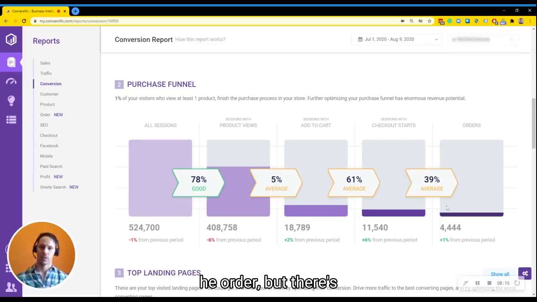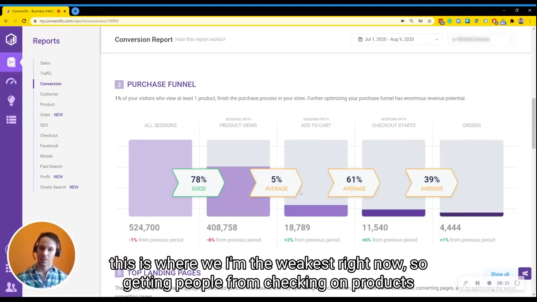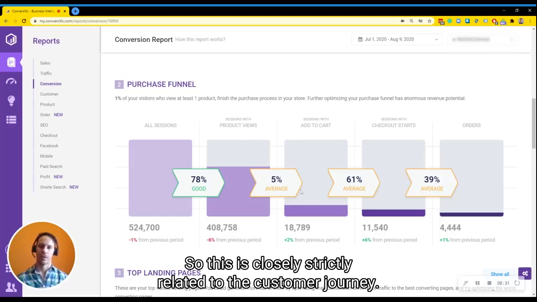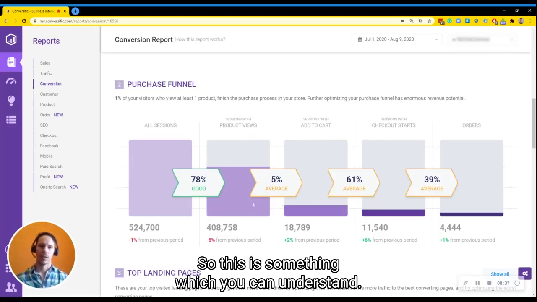But there's not really a gap, but this is where I'm weakest at, right? So getting people from checking out my products to actually add them to the cart, and this is where I could step in. So this is closely, strictly related to the customer journey. So this is something which you can understand.